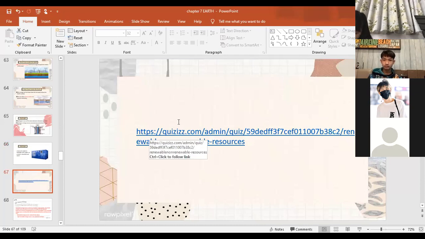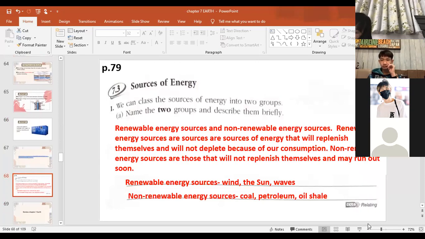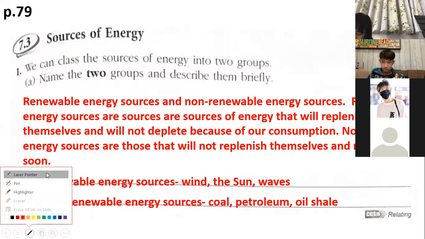Last class review. So I have this one. Last time we didn't get time to write this, right, everyone? You said that you will do it this time, right? So can you all write this down? It's renewable energy source and non-renewable energy source. Page number 79, exercise 7.3.